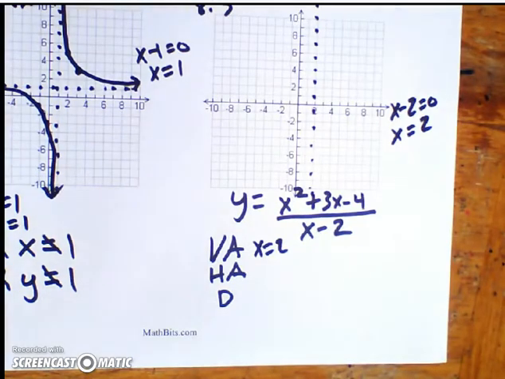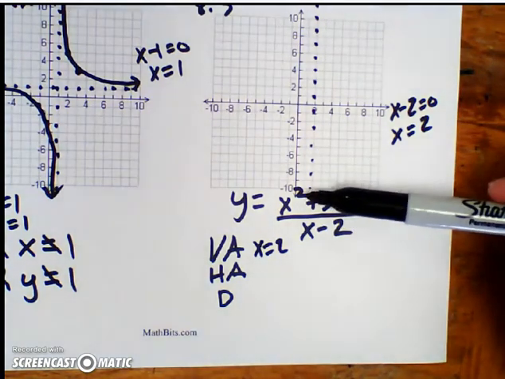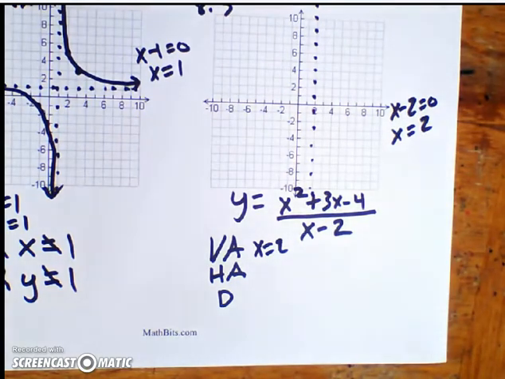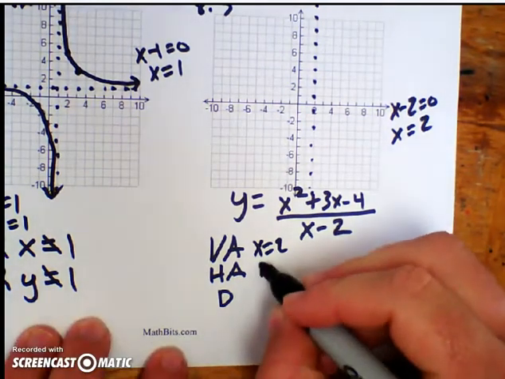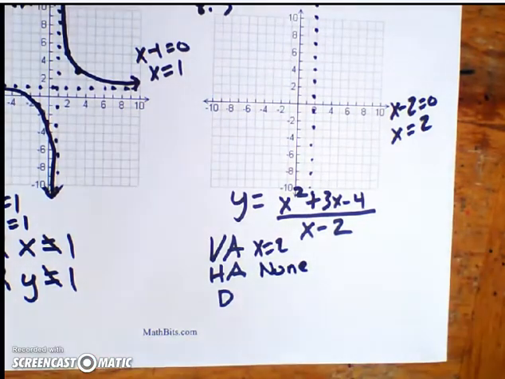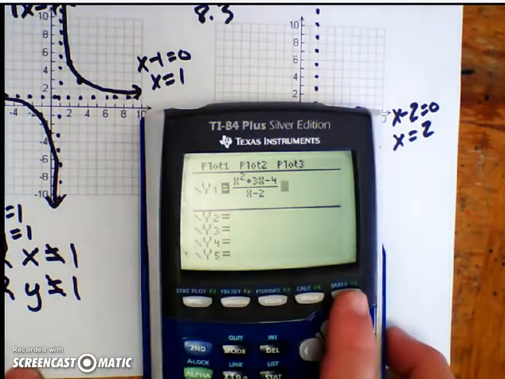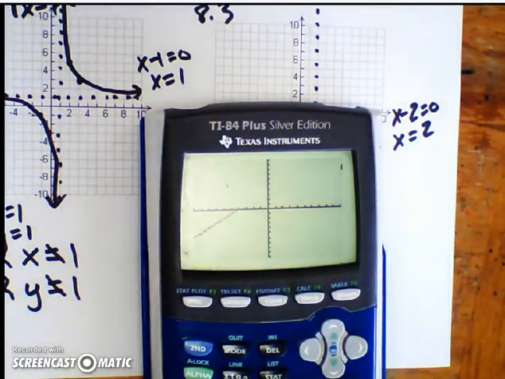If it is top heavy, which means the degree is bigger, which this is x squared over x, what is my horizontal asymptote? None. You don't have one. Okay, but make sure that you put none on the test tomorrow. Don't leave it blank. Now, when you graph this, you will only see part of the graph. That is not the entire graph.